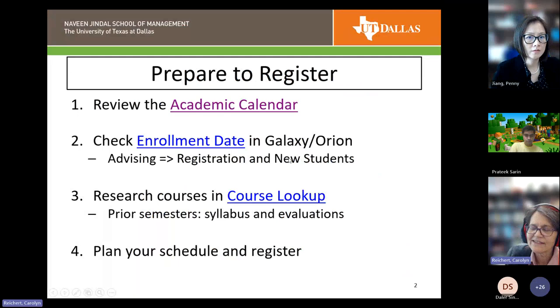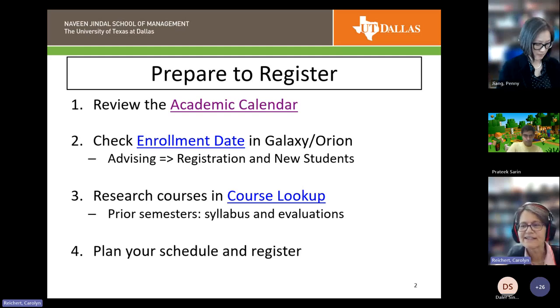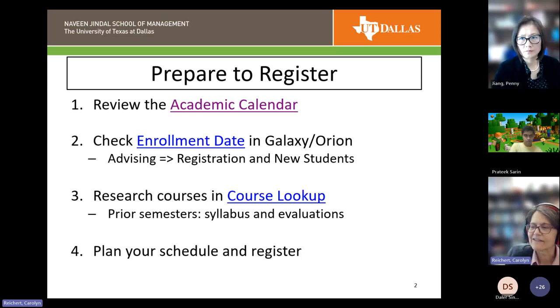The second thing is in Galaxy and Orion, when you go in there, you'll see an enrollment date. It's on the right-hand side. And you won't be able to enroll until that date happens. So you may see that some students are starting to enroll. Those are probably current students. They get to go in and start selecting classes. Advising helps with registration and new students, so they have a whole section that talks about some of these items.